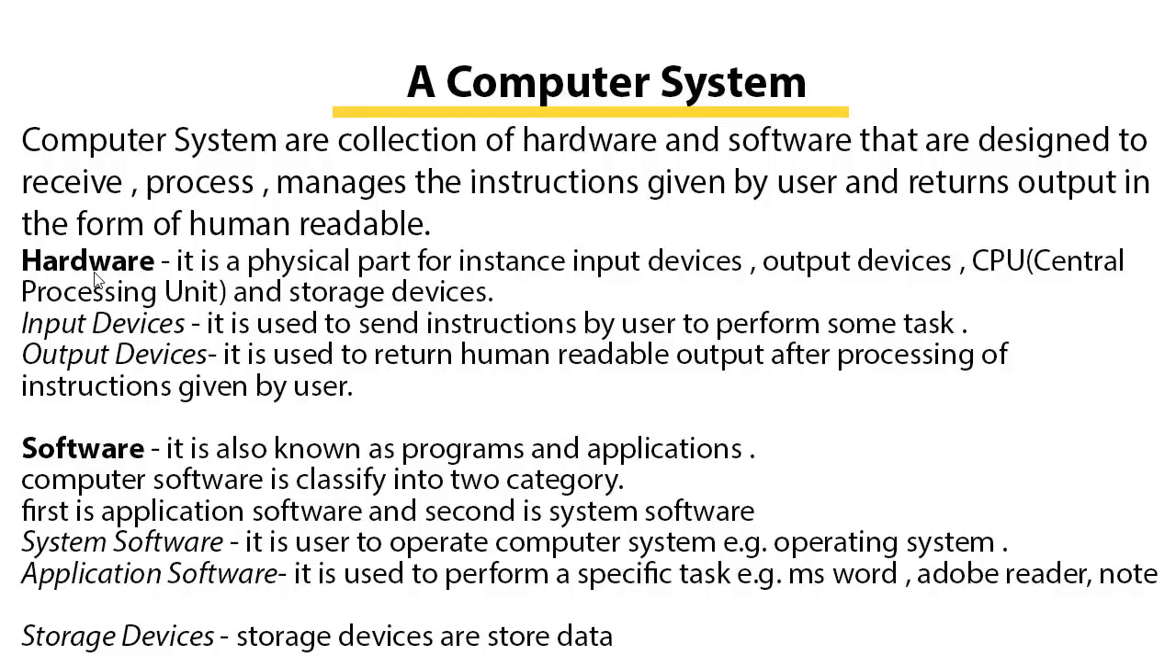Now comes hardware. It is a physical part, for instance, input device, output device, CPU, that is your central processing unit, also known as the brain of the computer, and storage devices. So what does the hardware comprise of? The physical parts, for instance, the input devices.